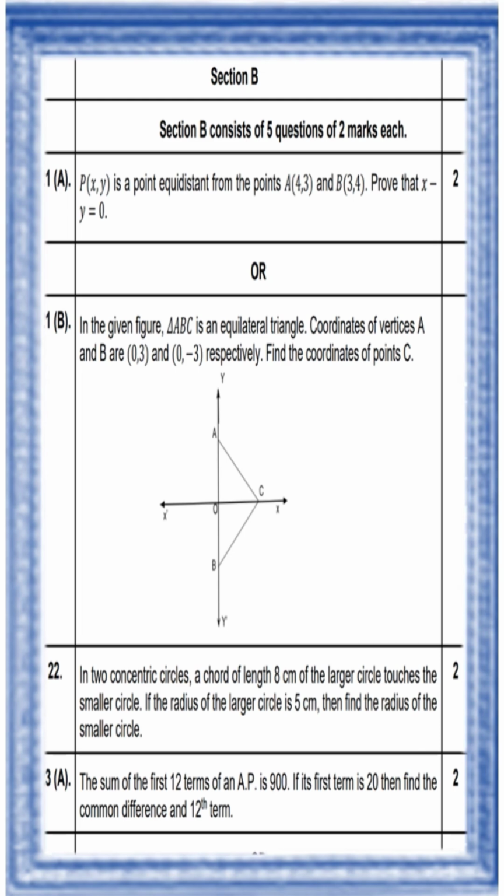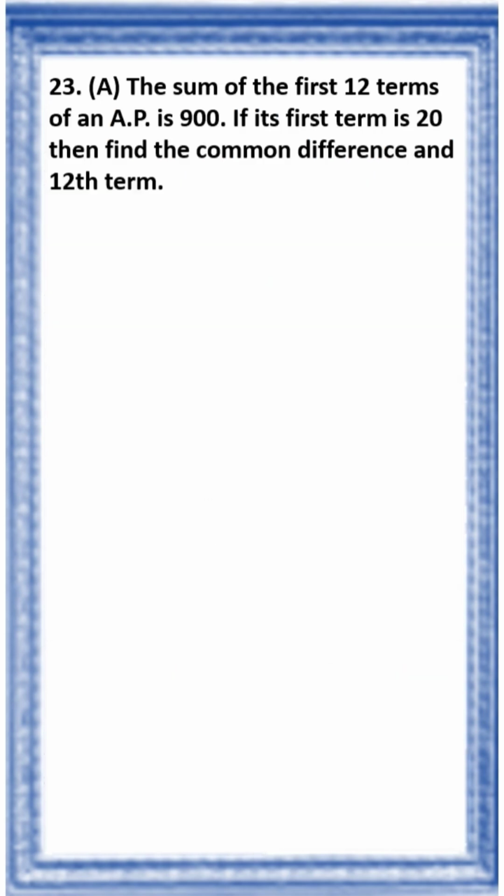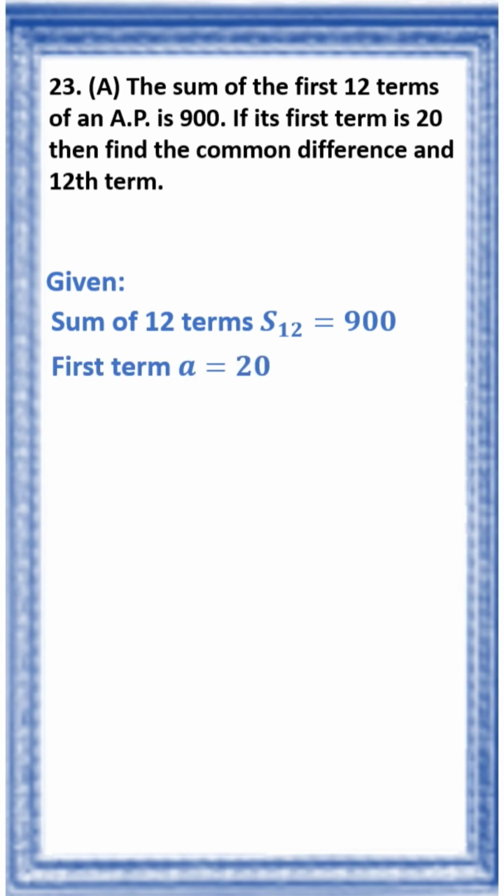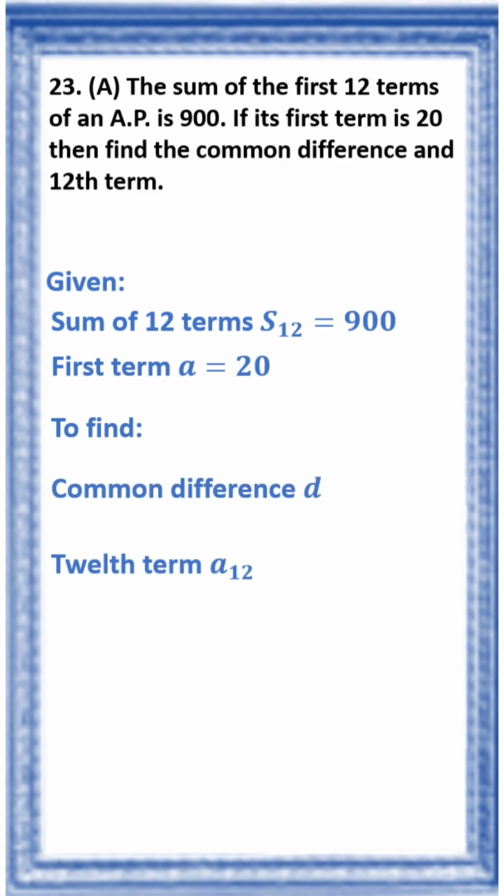Now let us solve the 23rd question, which has an internal choice question also. Now let us solve 23a. The sum of the first 12 terms of an AP is 900. If its first term is 20, then find the common difference and the 12th term. What has been given here? Sum of 12 terms, that is S12, is 900. And they have also given us the first term a, 20. To find the common difference d and the 12th term a12.